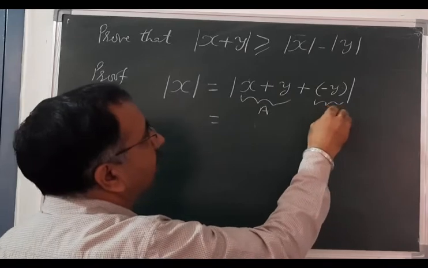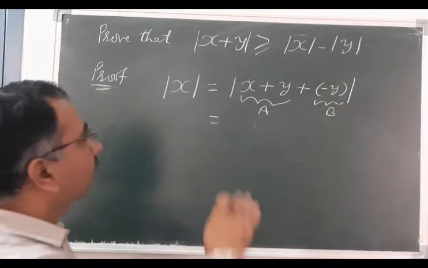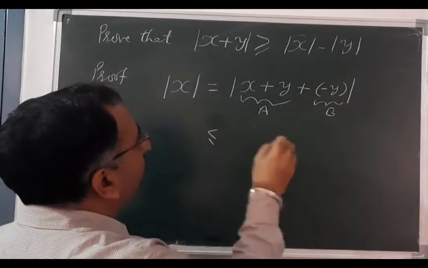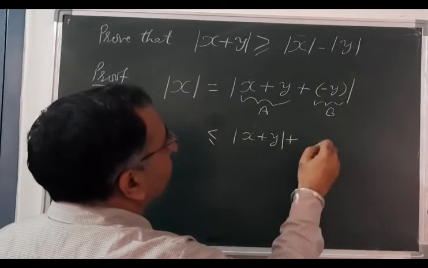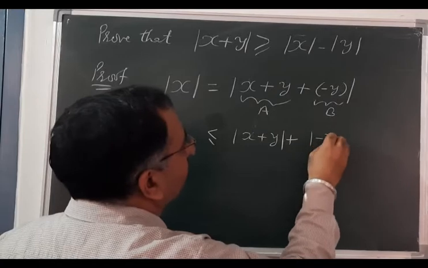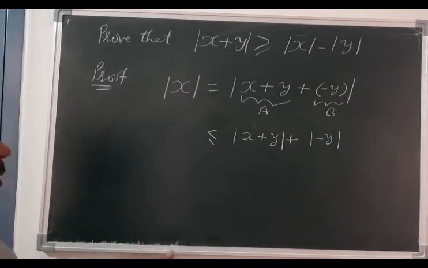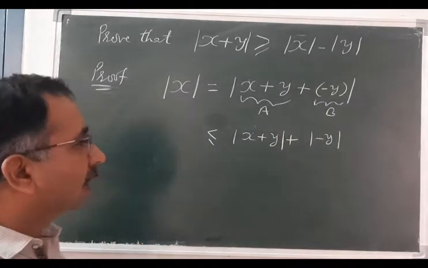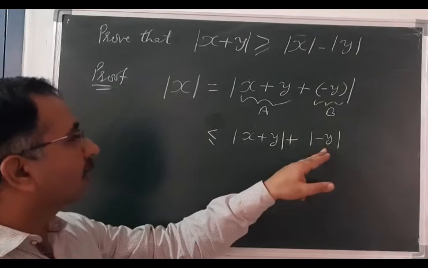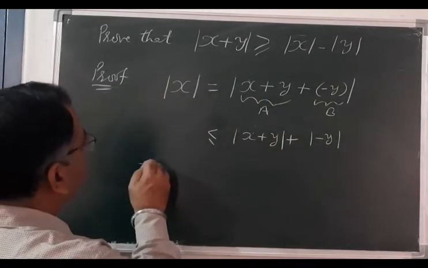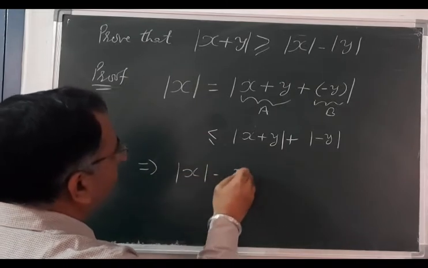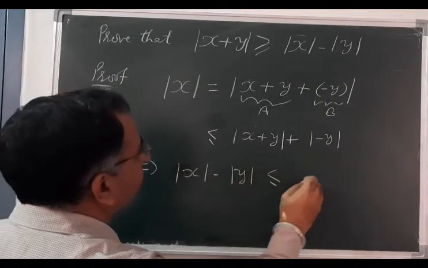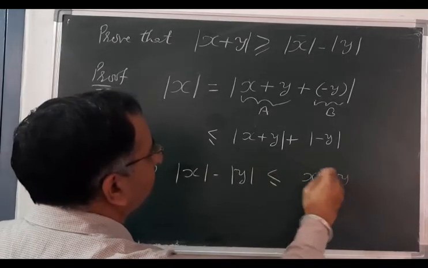consider this thing as a and this thing as b. Mod of a plus b is less than or equal to mod a plus mod b. So this is mod x plus y plus mod b, that is mod of minus y. But mod of minus y is the same thing as mod of y. Now bring this mod of y to this side, we get mod x minus mod y is less than or equal to x plus y mod.